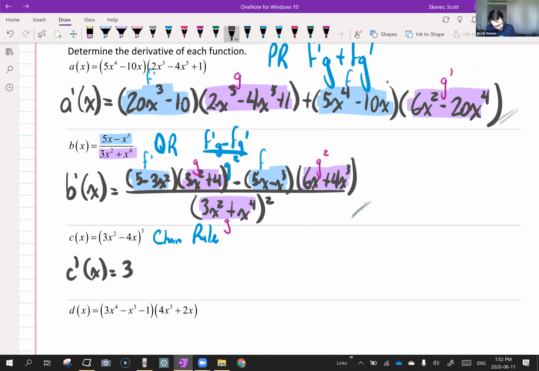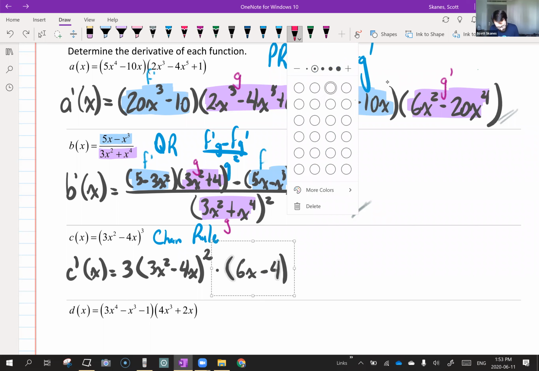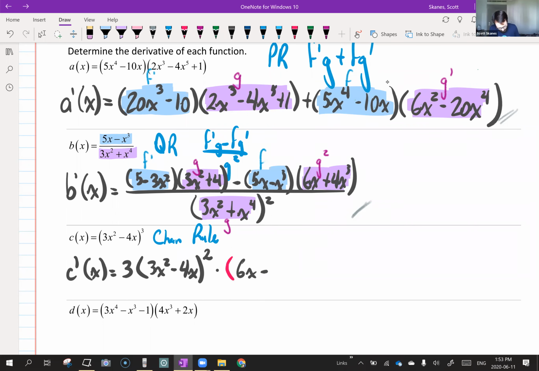So I bring the 3 down. I'm going to keep the inside the same, and I'm immediately going to write the 2 on top. That reminds me to reduce the power, because a lot of students forget it. They bring the 3 down, keep the inside the same, and by the time they've copied that out and thought about it, they forget about the 2. They don't write it. Many students make that mistake. So don't be that student. Now we're going to get the derivative of the inside, which is 6x minus 4. One thing I want to be very clear about: you need the brackets.